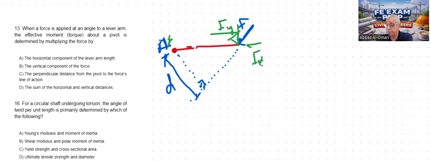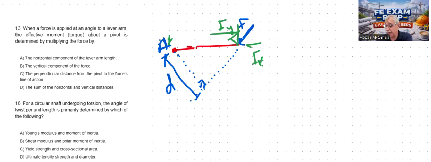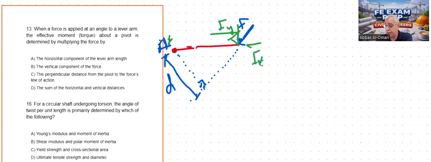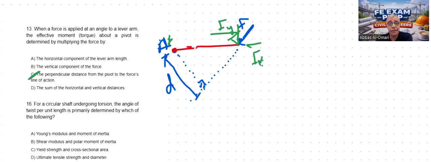So for this one, the horizontal component of the lever arm, this is not correct because it's the horizontal component. It should be a multiplication of force by distance. Now the vertical component of the force, this is not correct. The perpendicular distance from the pivot to the force's line of action, this is the correct answer. For this type of question, when it asks about the moment, if you are in a hurry and don't have enough time, just look for the word perpendicular. So it should be the perpendicular distance multiplied by the force.